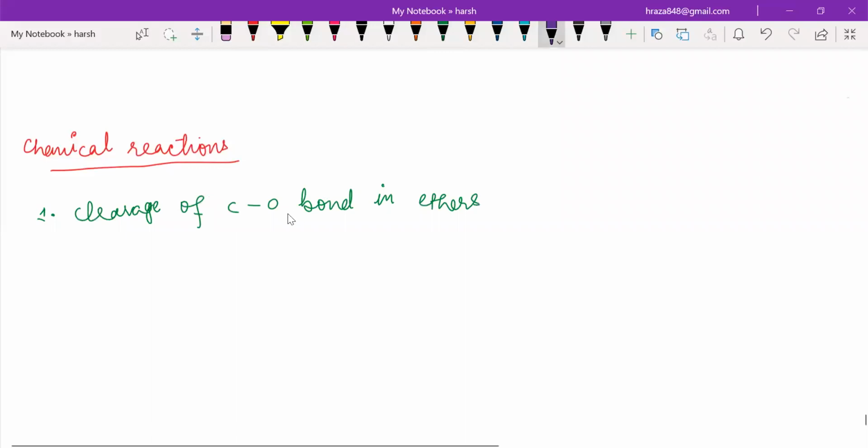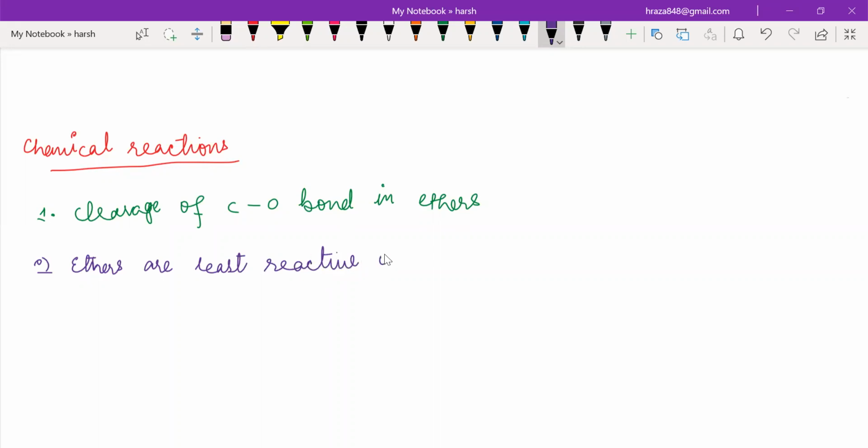Now you can see, basically ethers are the least reactive functional groups. So we can write a point. Ethers are least reactive of the functional groups.